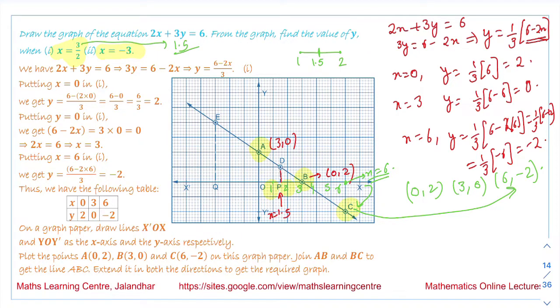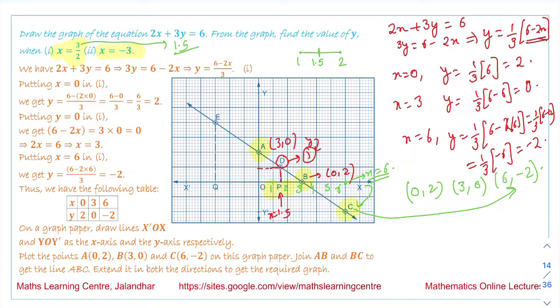We draw the perpendicular from this point, and we obtain this point D, and this point D will then give us the value of y, which is equal to 1 over here.